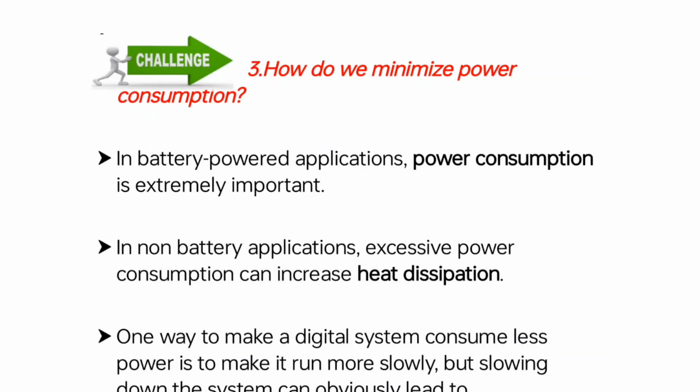The next challenge is, how do we minimize power consumption? In battery powered applications, power consumption is extremely important. In non-battery applications, excessive power consumption can increase heat dissipation. One way to make a digital system consume less power is to make it run more slowly, but slowing down the system can obviously lead to missed deadlines.